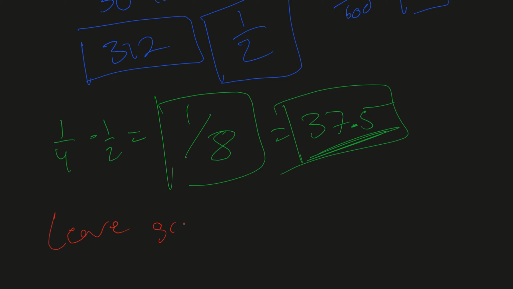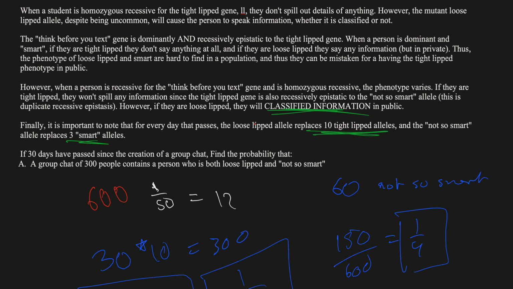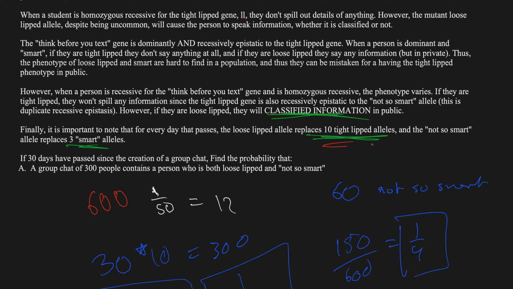Now, how can you prevent something like this from happening in the future, right? You don't want this to always happen. Well, that's not possible because, like I said, for every day that passes, 10 tight-lipped alleles switch into loose-lipped. And it's just a mutation that will happen over time as a group chat is more comfortable. Your best bet is to always keep a group chat up to 2 or 3 people, right? And that way, you don't have the mutation occurring due to this overly large size.